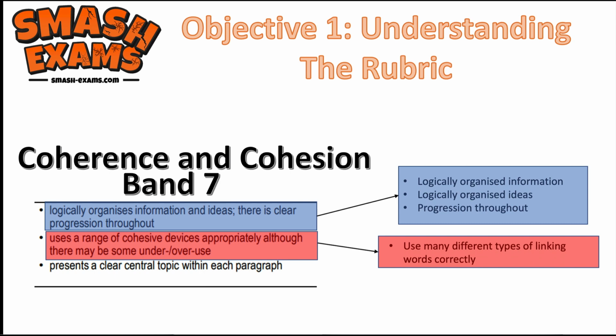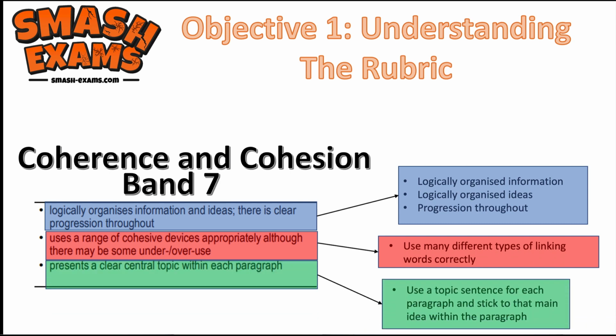Secondly, we're going to use a range of cohesive devices appropriately, although there may be some under or overuse. This basically means you use many different types of linking words correctly between the paragraphs, but also between the sentences and also between different ideas. And finally, we need to present a clear central topic within each paragraph. And to do that, we need to use topic sentences for each paragraph and stick to that idea within the paragraph. We're going to be going through how to do all this with examples towards the end of the video.